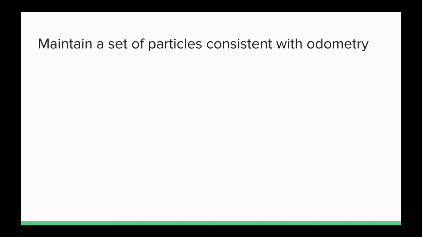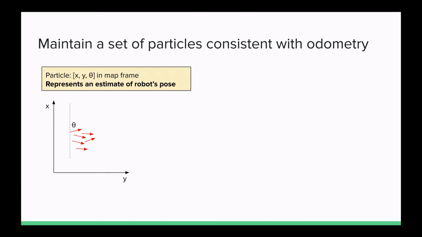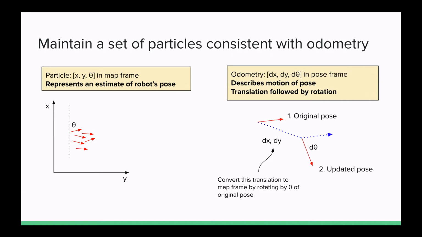Thank you, Kevin. The principle behind the particle filter is to maintain a set of particles which each represents an estimate of the robot's pose, consisting of an xy location and an angle theta. We want to update each estimated pose when the car reports movement through an odometry reading. This data takes the form of a translation by dx and dy, followed by a rotation by d theta. The odometry dx and dy are in the pose's frame, so we must first rotate it to the world frame using the theta of the original pose. As shown, the odometry gets applied to every particle in the set to give us a new set of particles.